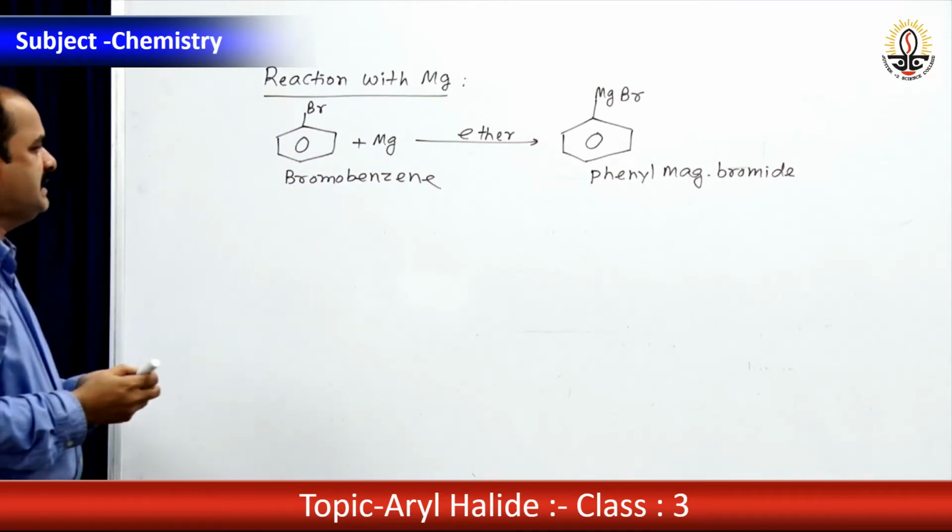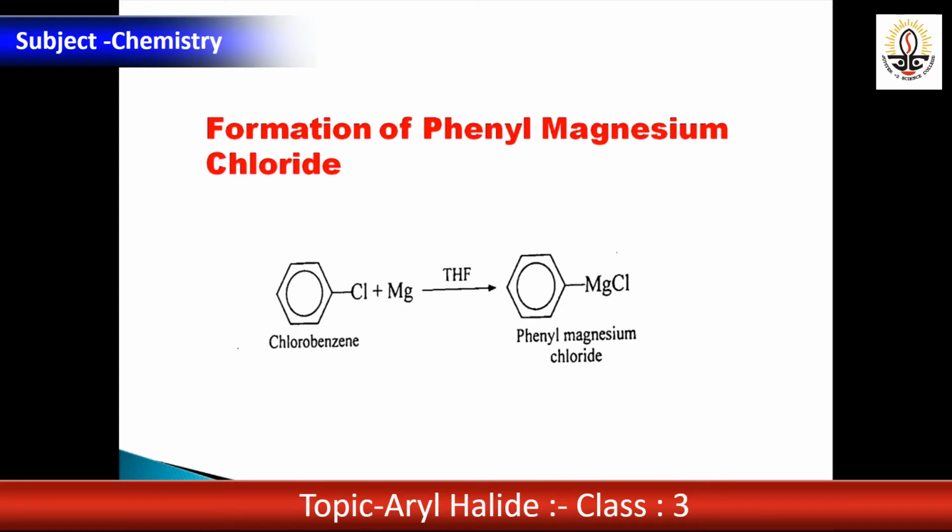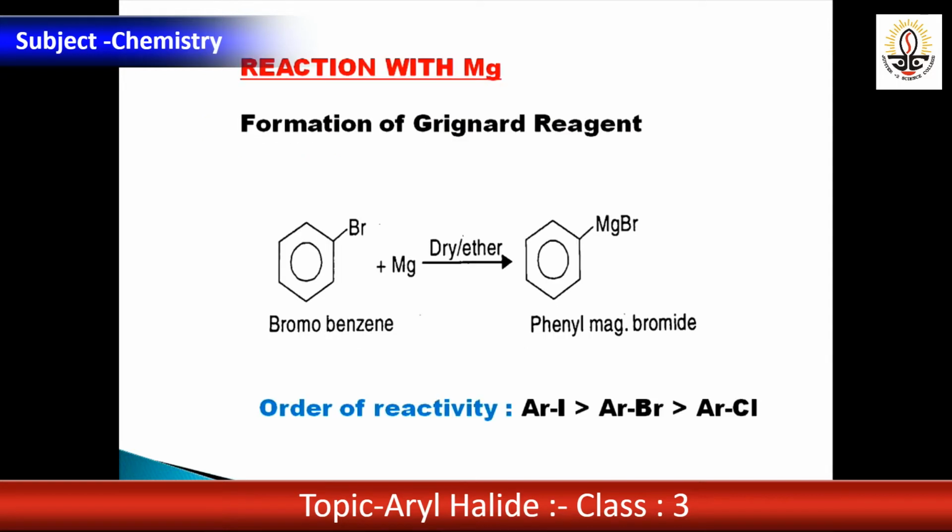We can also synthesize phenyl magnesium chloride. When chlorobenzene reacts with magnesium in presence of THF, tetrahydrofuran, it gives phenyl magnesium chloride. The order of reactivity of aryl halide is: aryl iodide is more reactive than aryl bromide, which is more reactive than aryl chloride, that is, iodobenzene is more reactive than bromobenzene than chlorobenzene.